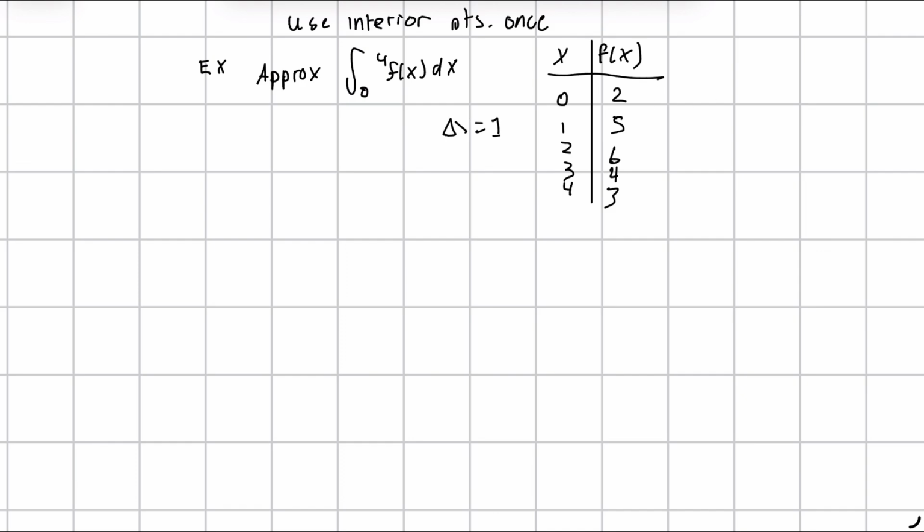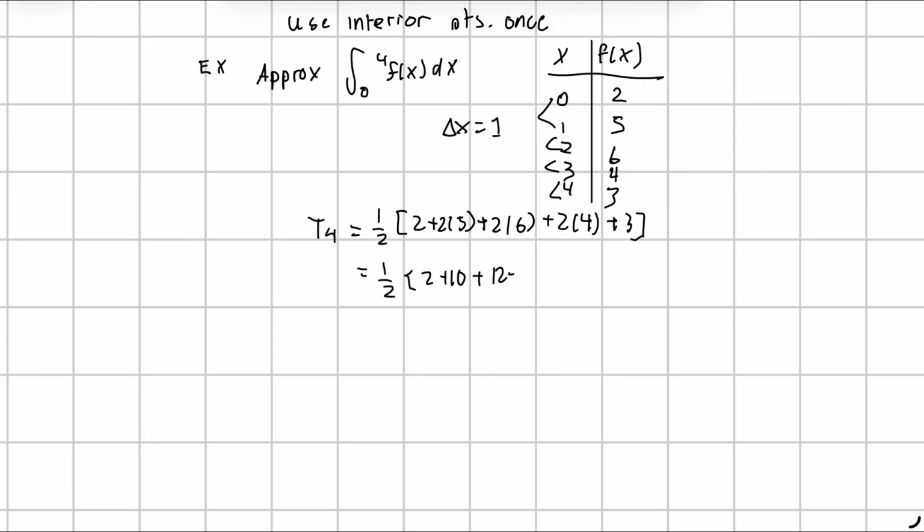If we look at the change in our x each time, these are equal length intervals, and we have T sub 4 is equal to 1/2 times 2 plus 2 times 5 plus 2 times 6 plus 2 times 4 plus 3. And this is equal to 1/2 times 2 plus 10 plus 12 plus 8 plus 3, and this is going to be 1/2 times 35, which is just 17.5.